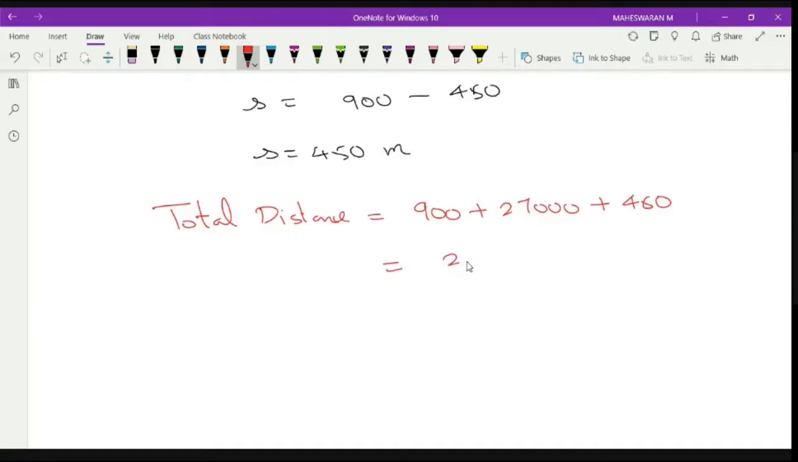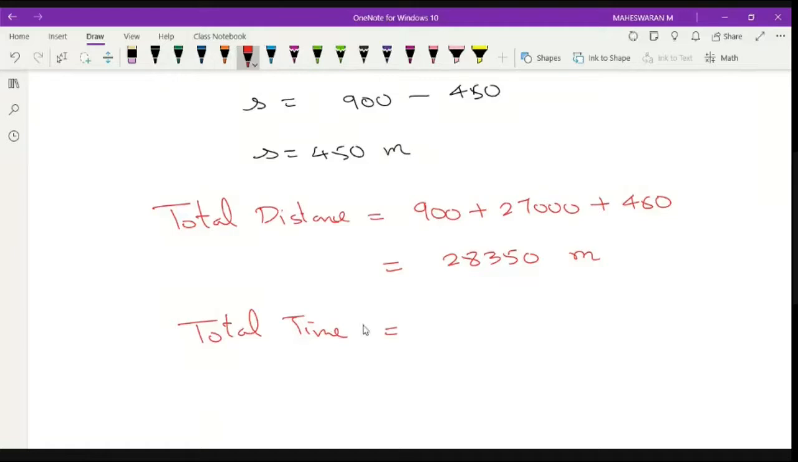28350 meters. So this is my total distance. Sometimes they will also ask what is the total time taken.